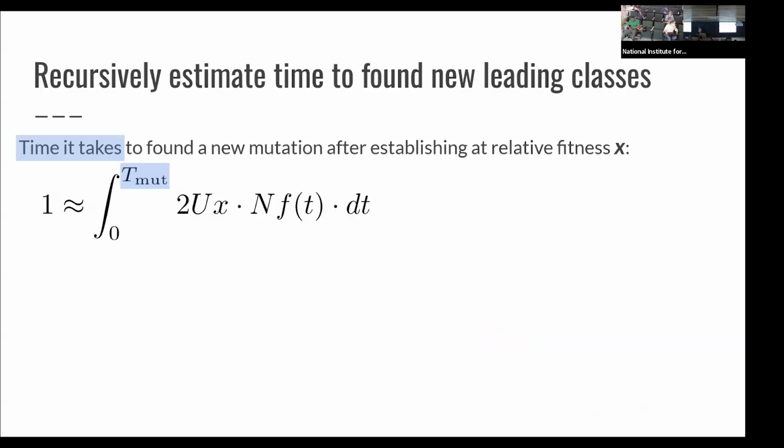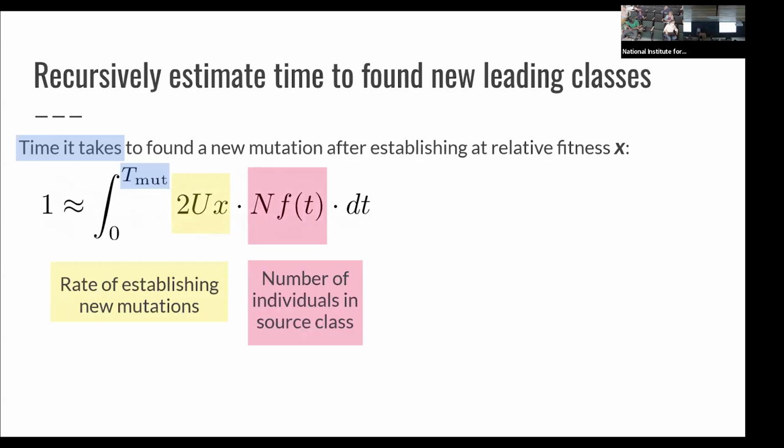So the first thing that I would do is imagine that I've got a lineage in the high fitness edge of this wave and ask how long it takes to found a new beneficial mutation and form a new fitness class. And to do this, I can just take this integral, which is basically just the number of mutations that you founded in time t_mut, and ask at what point that's equal to 1. The first factor here is just the rate at which you can establish new mutations and have them escape genetic drift. And the second factor is just the number of individuals in the source class.